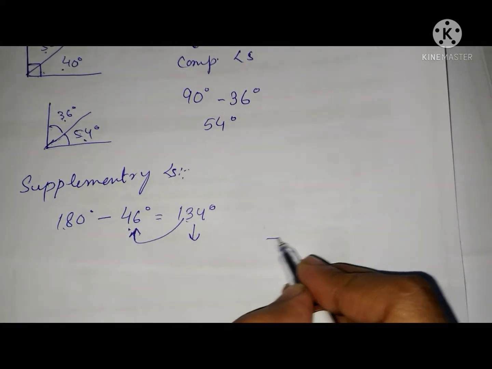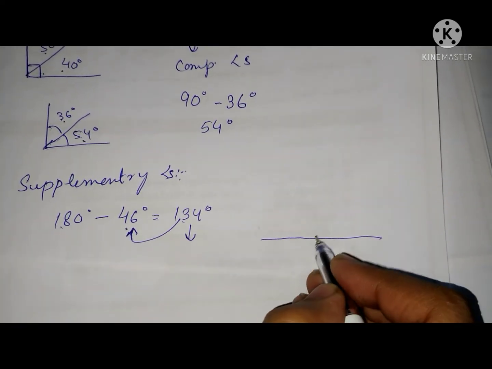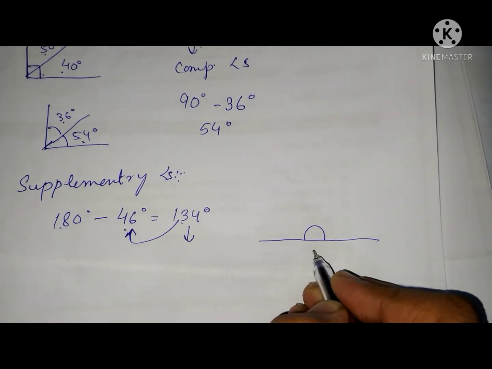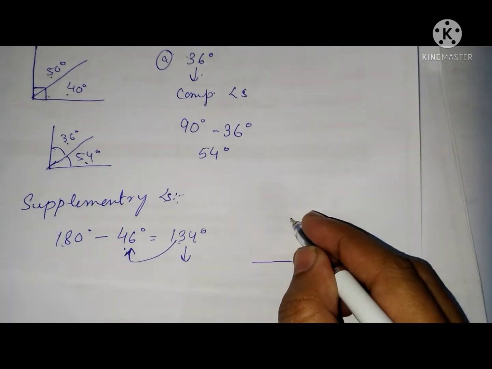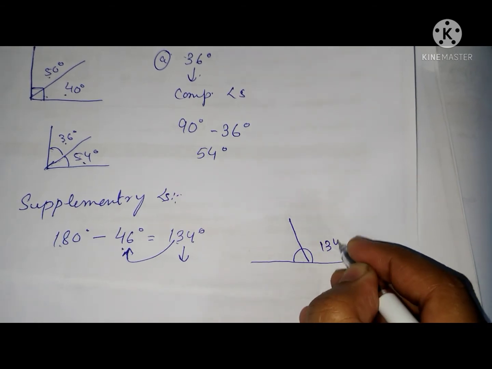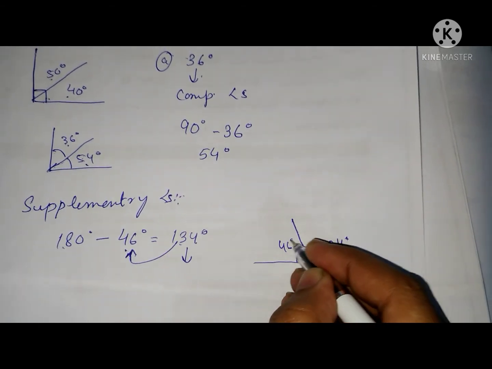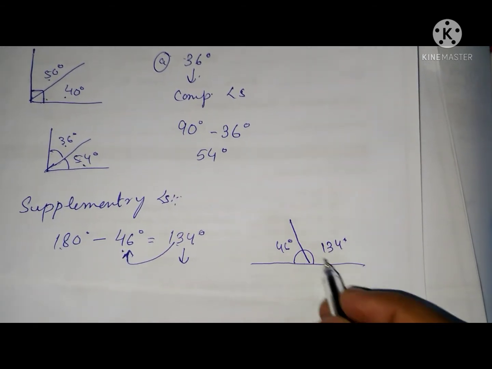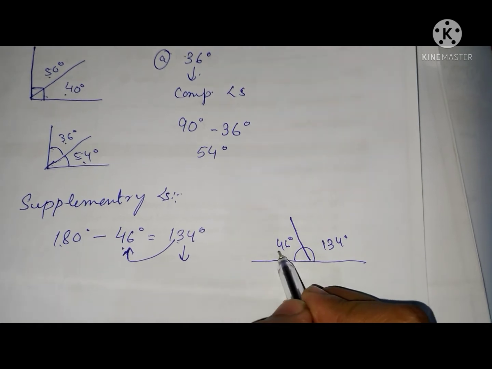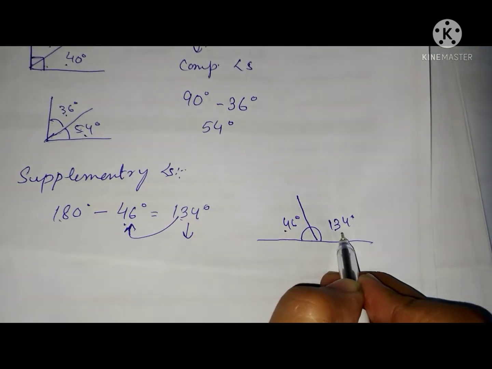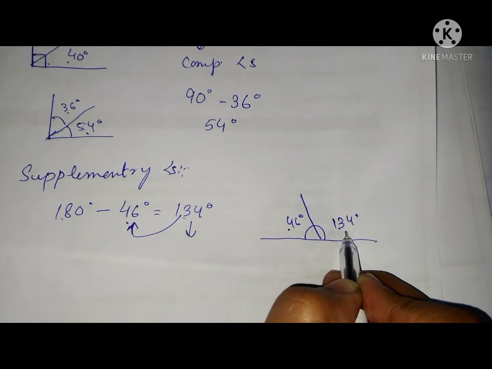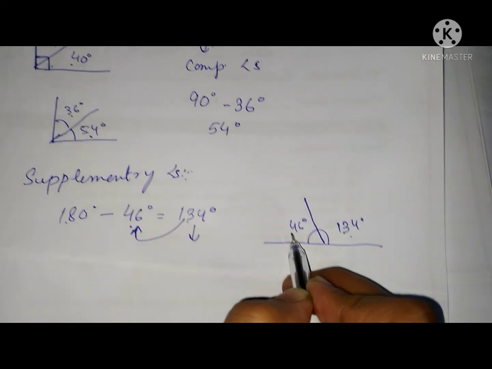If we are talking about supplementary angles, the sum is equal to 180 degrees, and one of the angles is 134. So 134 degrees and 46 degrees. We can say that 46 degrees is the supplementary angle of 134, and 134 degrees is the supplementary angle of 46 degrees.